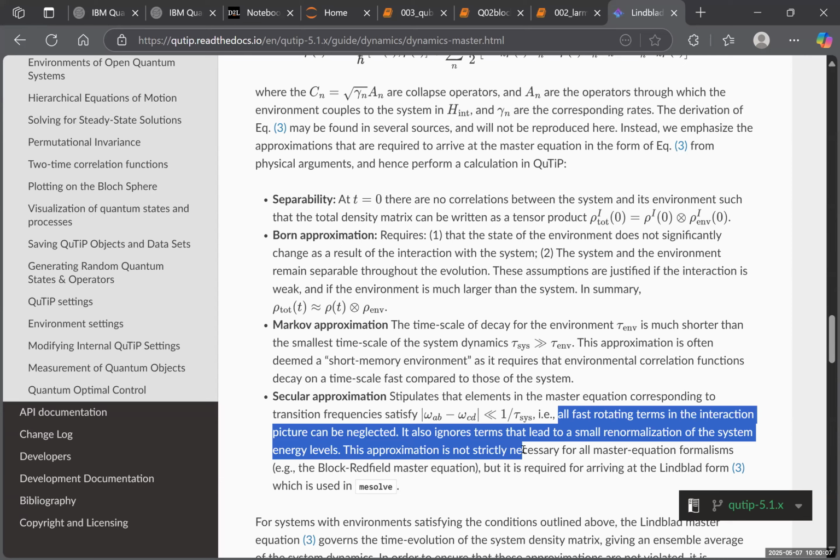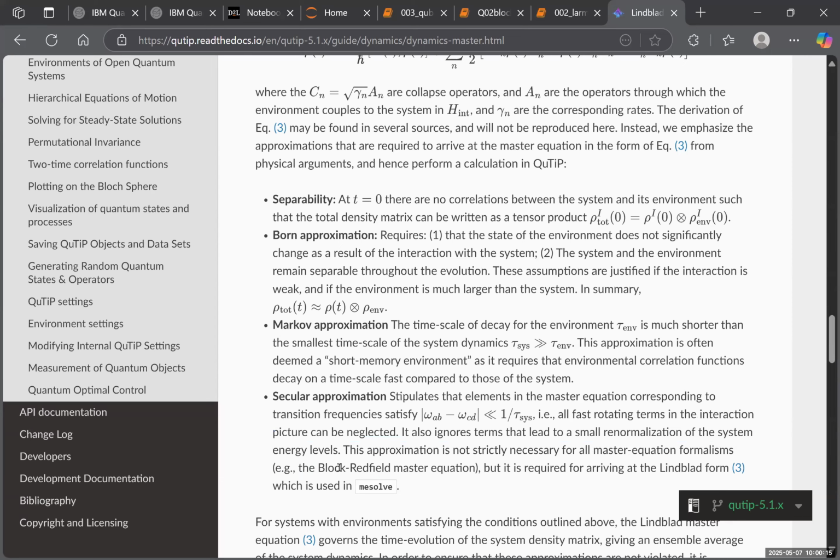Yeah, this is not strictly necessary for all master equations. So there are others. This is called Bloch. This is a typo. This is the Lindblad form master equation. We will not see how they operate. We will see the result, and they can compare. Okay, so this is required for arriving at the Lindblad form.